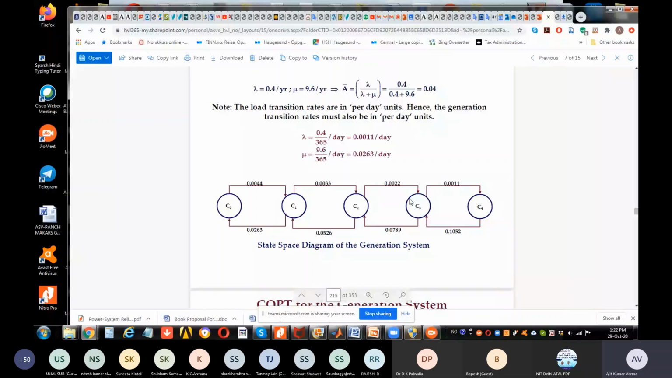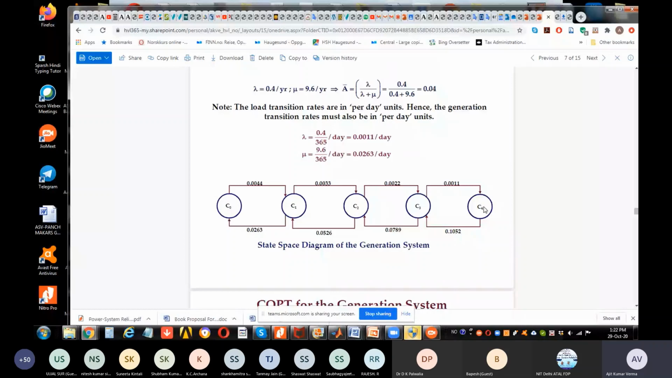So any of the 4 could fail, 4 lambda. Any of the 3 could fail, 3 lambda. Any of the 2 could fail, 2 lambda. Just the 1 which is there could fail, that's 1 lambda. And here one of them has failed, so it could get repaired. Here none of them are working, so any of the 4 could get repaired. So that's 4 mu.